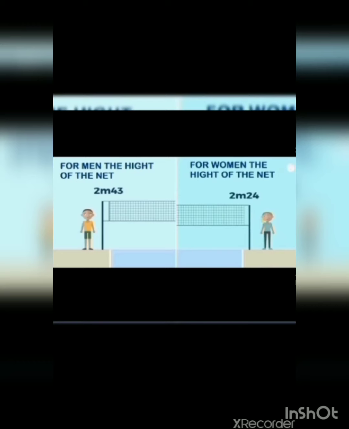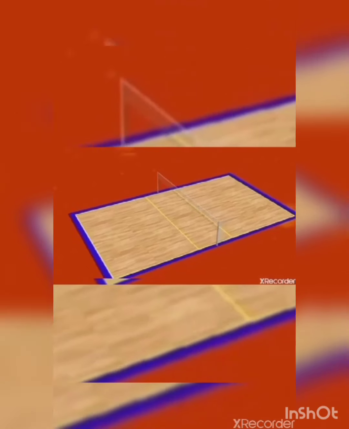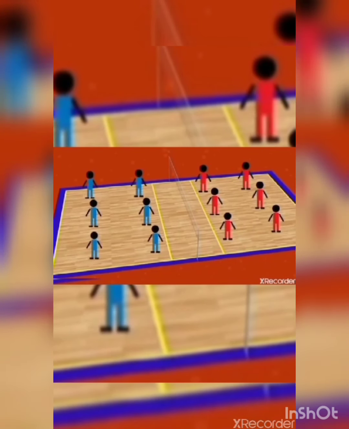So, coming back to the game and the basic skills, here I got a small video clip which will guide you on how this game is played. A volleyball ground is a rectangle ground which is 18 meters by 9 meters. This ground is then divided into two parts with a net which stretches from one side of the ground to the other side of the ground.